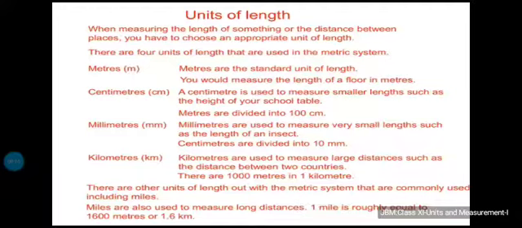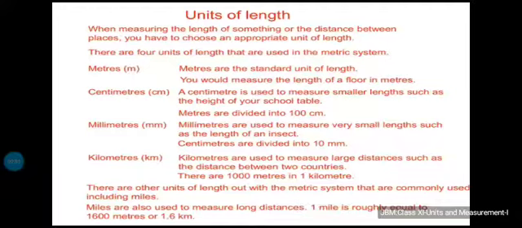But the question is, what is length? Can you tell me the definition for length? Length is basically the distance between two fixed positions. So when measuring the length of something or the distance between places, we have to choose an appropriate unit of length. There are 4 units of length that are used in the metric system: meter, which is obviously the standard unit of length; centimeter, which is used to measure smaller lengths; millimeters, used to measure very small lengths; and kilometers, used to measure large distances.